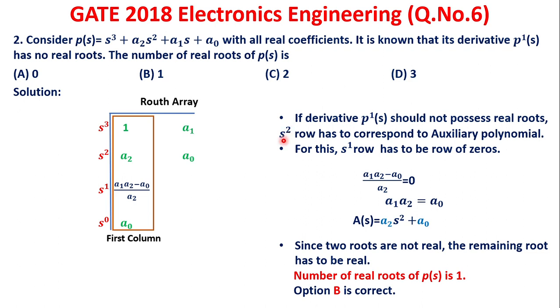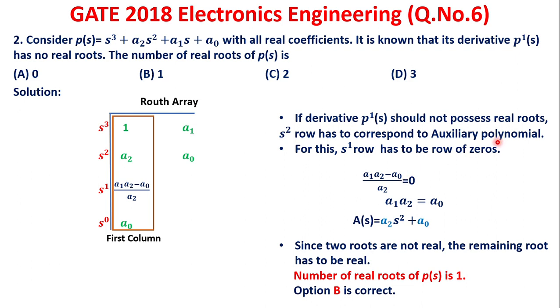Therefore, the s square row, that is P dash, means we will get 3s^2. So the s square row should correspond to the auxiliary polynomial. If the s square row has to correspond to the auxiliary polynomial, the s power 1 row should be a row of zeros. Anyway, this we can find out as usual in the same procedure. So we can find that this will be 0 when a1 a2 equals a0. So when a1 a2 equals a0, this is 0. So in that case, this is the auxiliary polynomial a2 s^2 + a0. Therefore, s^2 equals minus a0 by a2. Therefore, s equals plus or minus j root of a0 by a2. So 2 roots on the j omega axis. So out of 3, 2 on the j omega axis.